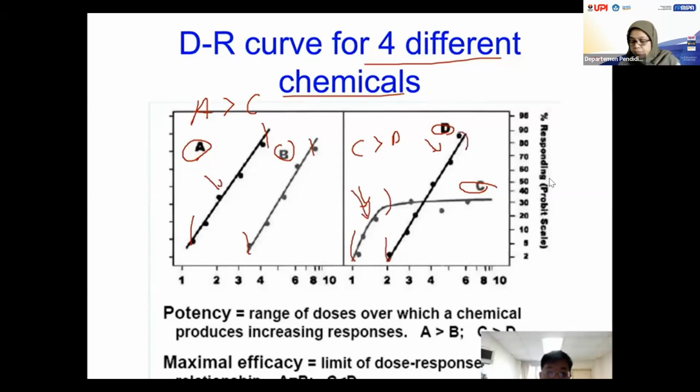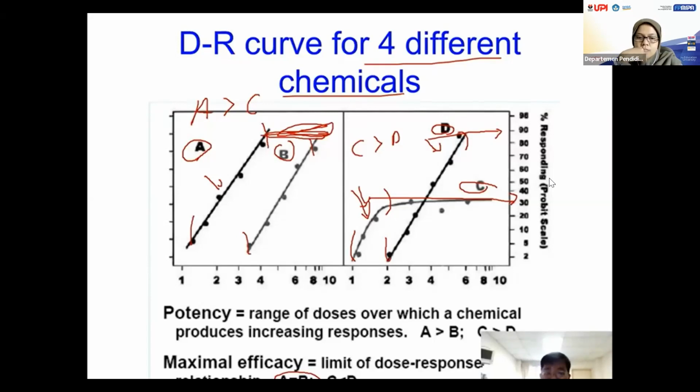The other one is efficacy. Efficacy is looking at the limit of the response. A and B achieve almost the same level, so that means they are the same. A equals B. Whereas for C and D, C only reaches up to here, 30%, whereas D reaches 90%. So definitely C is less than D. This is how we look at the potency and the efficacy of chemicals.